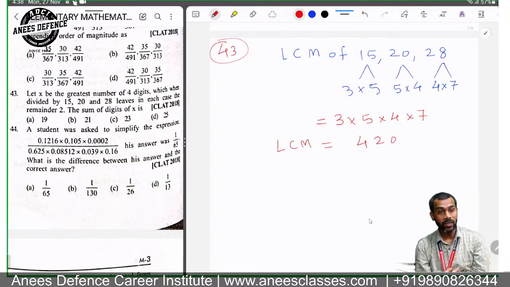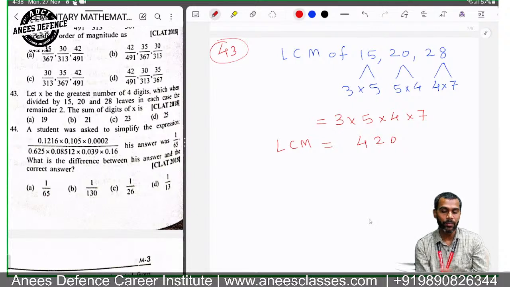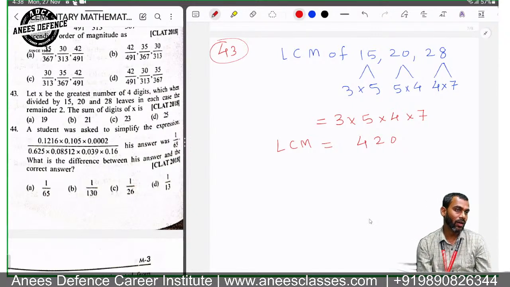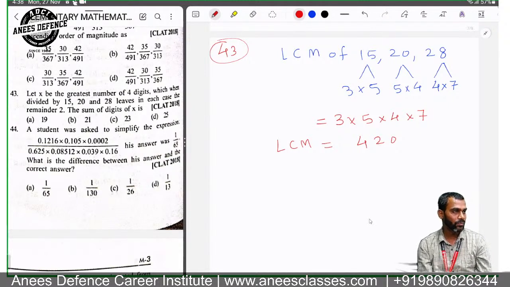Now, if you divide any number by 15, whatever remainder you get, you will get the same remainder if you divide the same number by 420, because 420 is a multiple of 15, 20, and 28 as well. I hope you got it. Now find the largest number of 4 digits. That is 9999, four 9s.